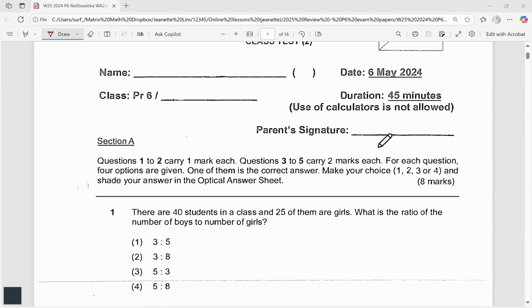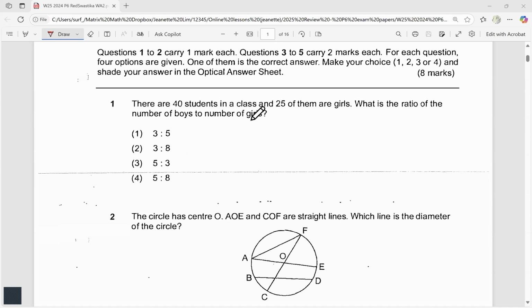Okay, let's look at question 1. There are 40 students in a class and 25 of them are girls. What is the ratio of boys to girls? Before we can find the ratio of boys to girls, we need to know how many boys there are. So the number of boys would be 40 minus 25, which will give us 15.